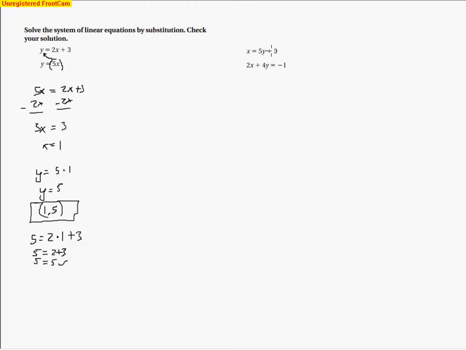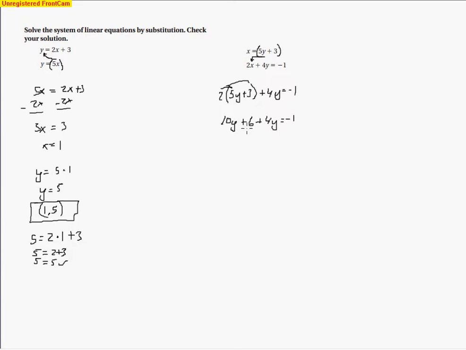So on this one, it's a little different because we've got x by itself, and this other one does not have x by itself. So I'm going to use substitution again. I'm going to put this expression that x is, which is 5y plus 3, in place of this x. So I'm going to rewrite 2 times 5y plus 3, and then plus 4y equals negative 1. So I do some work, distribute that 2 over both those terms. So I get 10y plus 6 plus 4y equals negative 1.